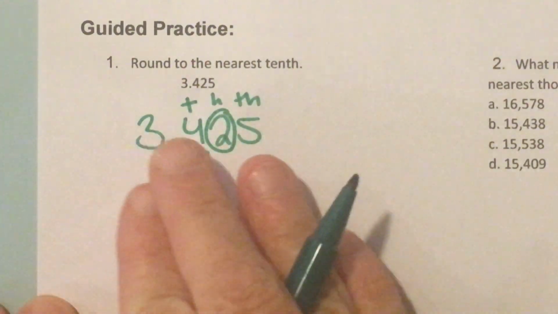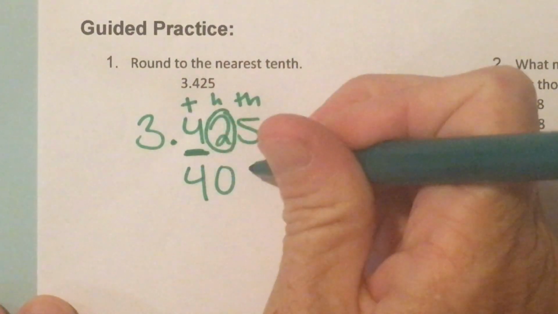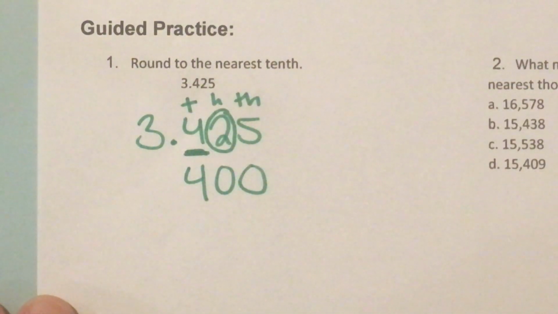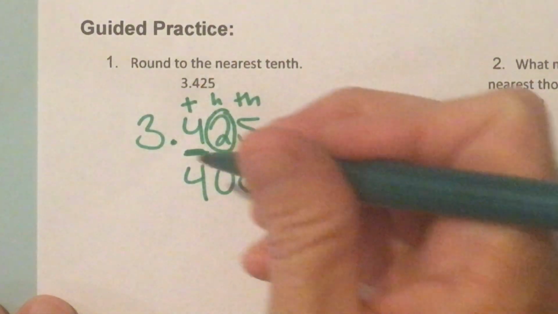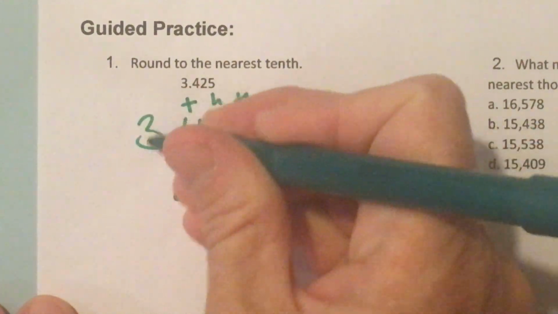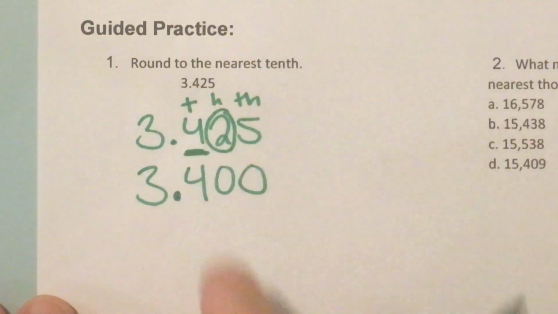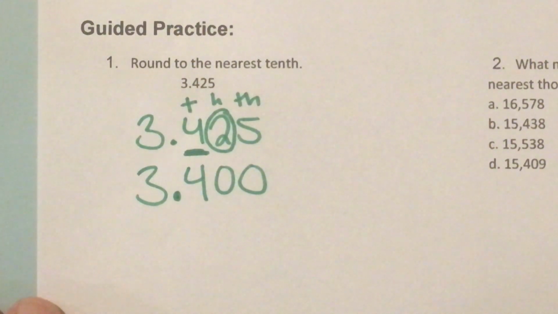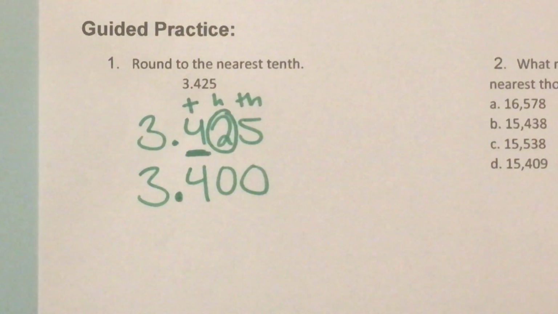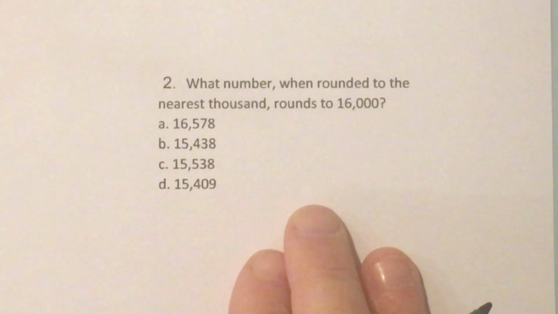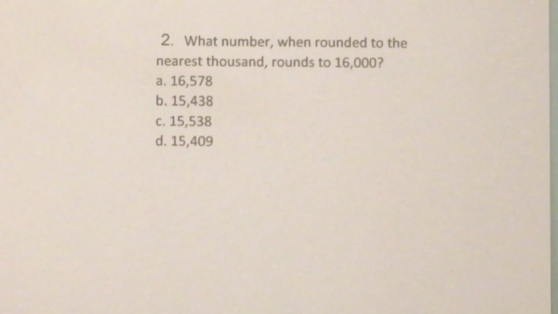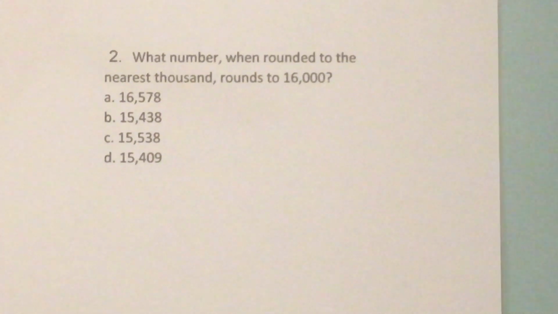Step 3 is everything on the right becomes zeros. So the 2 was a 0, the 5 was a 0. And step 4 is everything to the left stays the same. So my decimal and my 3. Don't forget that decimal though. So my answer is 3 and 400 thousandths. Okay, that one was quick. These ones, not so quick, because again, it's like 4 problems in one.